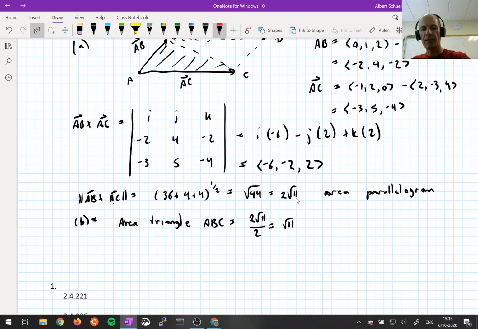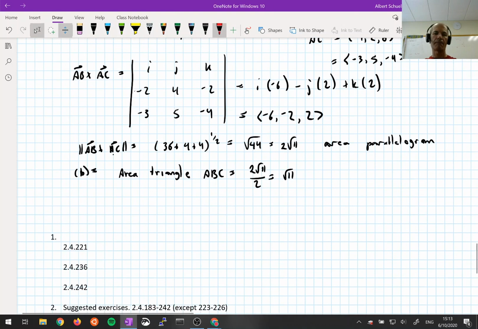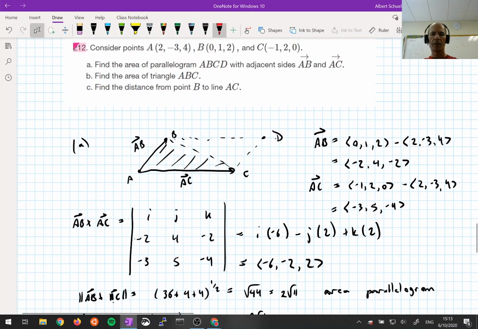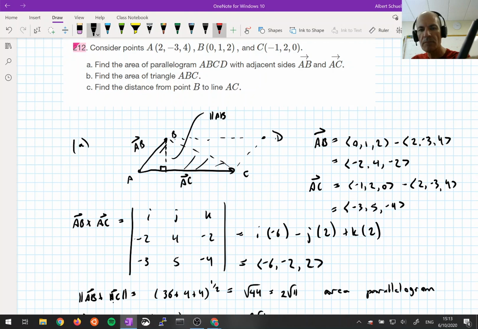And that's the square root of 11. Part C, find the distance from the point B to the line AC. That's this distance right here. And recall that that is the magnitude of AB sine theta, like that.